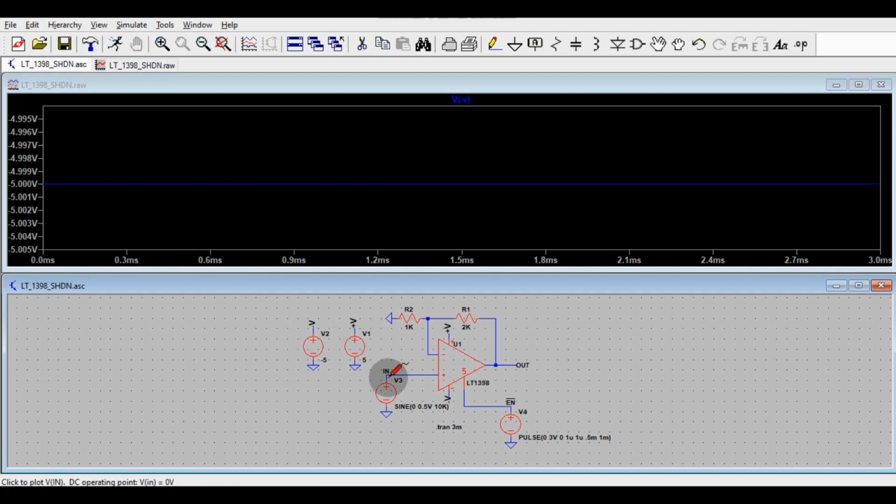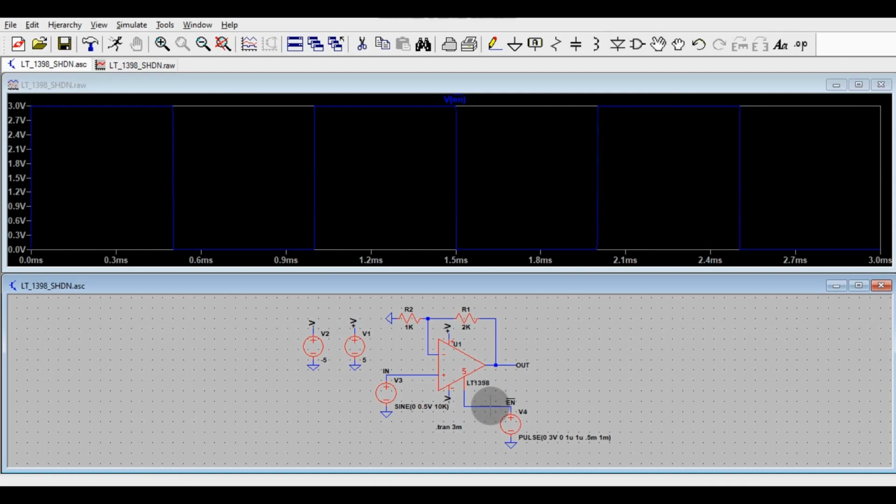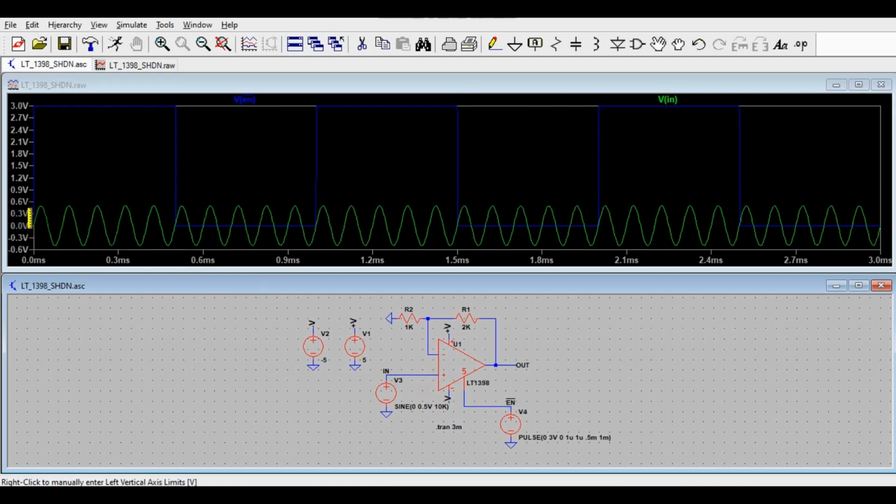Okay, let us see the input voltage. You can see here this is Vin. That means this is the input voltage of your operational amplifier. And let us show you the enable pin signal. So this is the enable pin signal, right? This is your input voltage. So you can see here is enable pin high, here is enable pin low, here is enable pin high, and likewise. Okay, and your input signal is coming continuously.